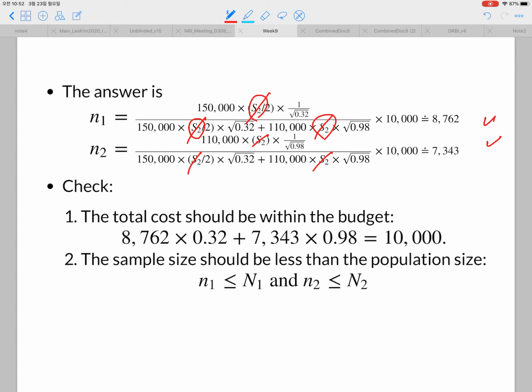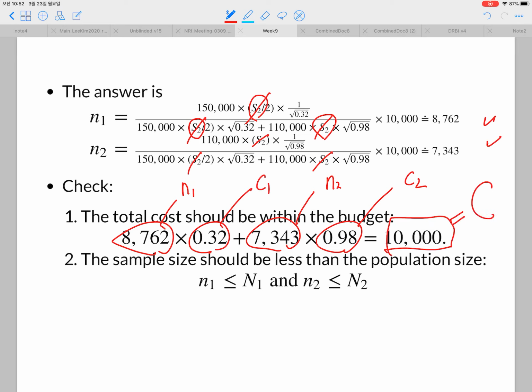And the next step is to check whether the solution satisfies the constraints. The first constraint is the cost constraint. So this is the C1. This is n1. And this is n2. This is C2, right? And this is the total cost. And so the budget, it actually satisfies. As long as it is less than, we may not have exact equality, but as long as it holds as a less than inequality, then it's okay.